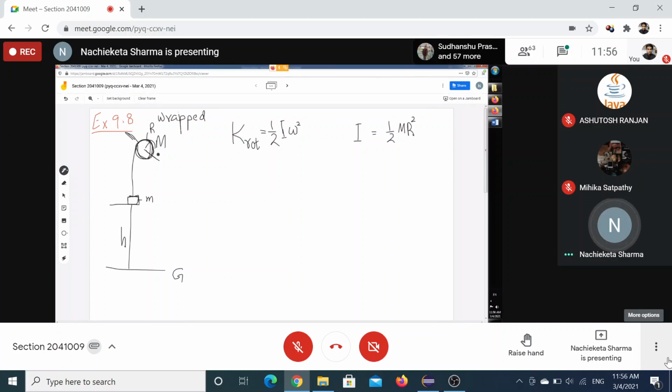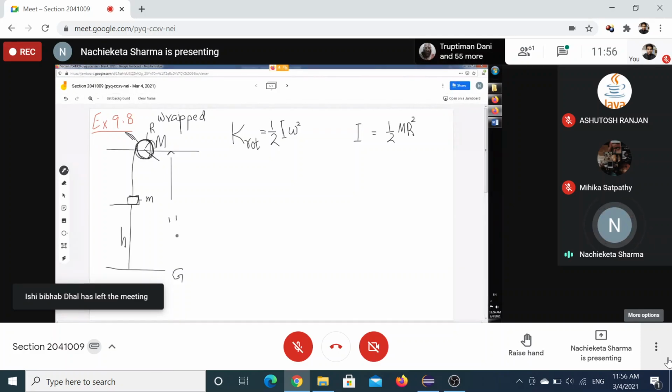So now this system consists of two objects, this fixed cylinder and this small mass. So the total energy is conserved. What will be the total energy? Potential energy of this body. Suppose this height is h, this big height here. So what will be the energy of this big cylinder? It will be mgh.